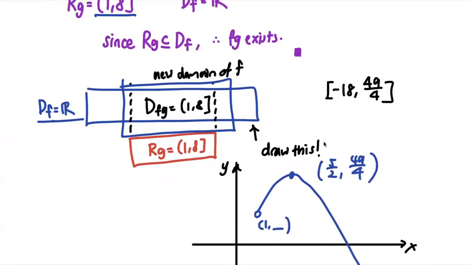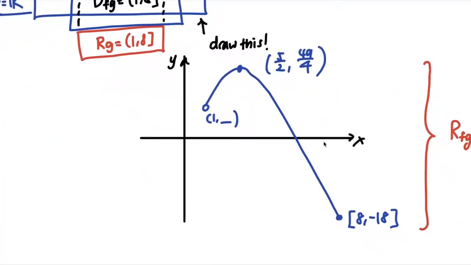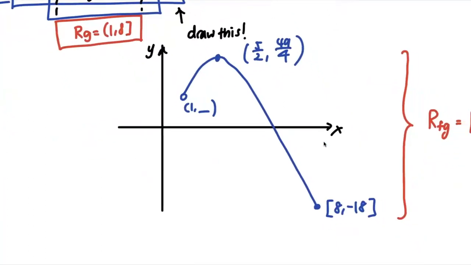Okay, we draw the f graph. So what you do is you plot the f graph into your GC, and you should see something like this. And remember, you need to draw between the domain of 1 and 8. That's why I stop at 1 and 8. And the graph looks something like this.